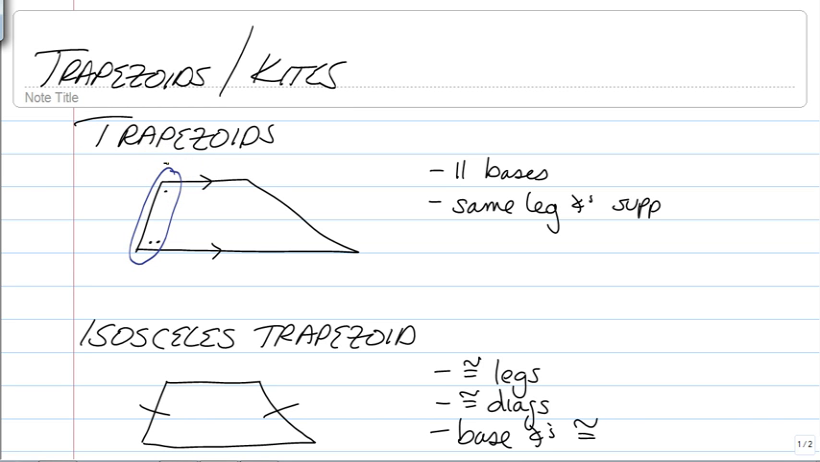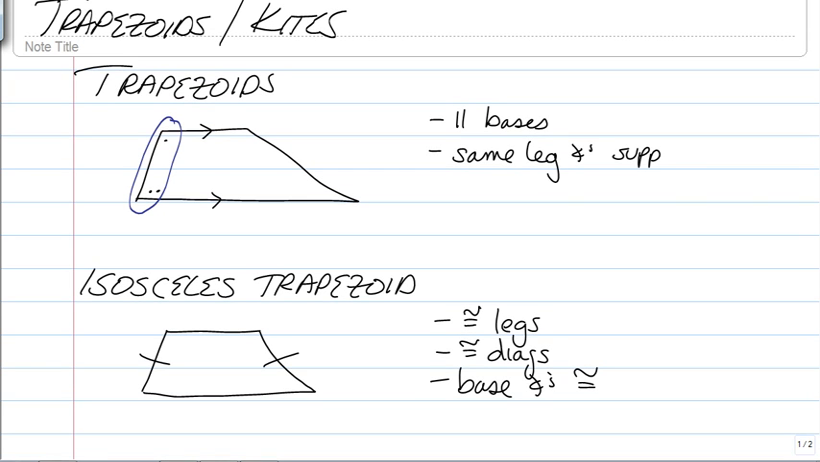So any two angles on the same leg will still be supplementary. And that's pretty much all you have for a regular trapezoid. When we get to an isosceles trapezoid, just like an isosceles triangle, the legs are going to be congruent. But that also means both sets of base angles will be congruent, because base angles of a triangle are congruent.